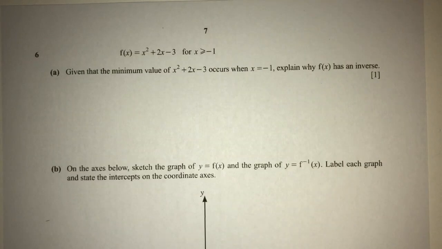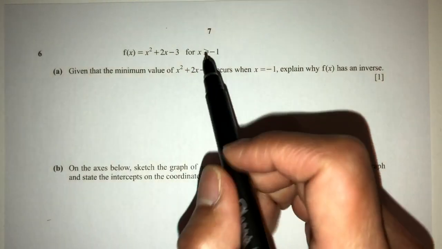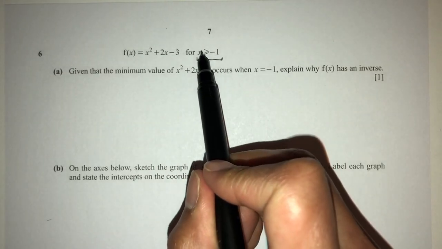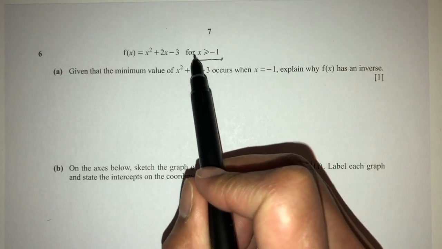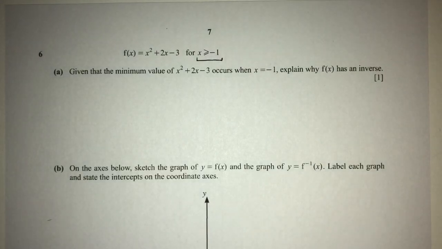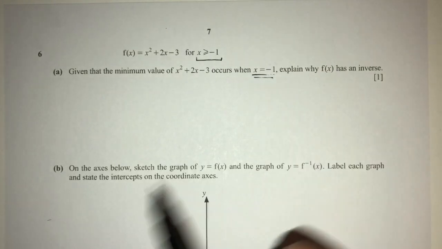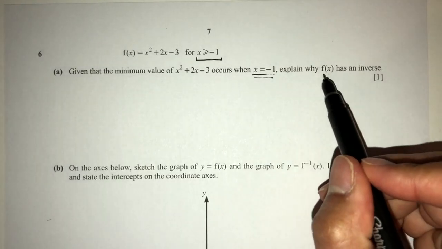So f of x equal to this value for the domain of x is more than minus 1. Domain means the values of x. Okay, that's what I mean by domain. Now part A, given that the minimum value of this occurs at the point where x equal to minus 1, explain why it has an inverse.